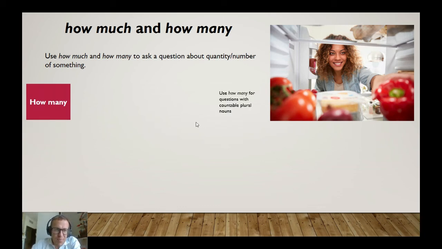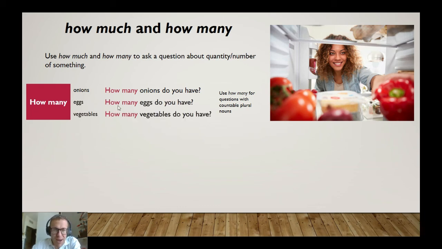How many? We use how many for questions with a countable plural noun. So things we can count. Onions we can count, like apples. How many onions do you have? Eggs and vegetables you can count. How many eggs do you have? How many vegetables do you have? So how many is when it's countable.